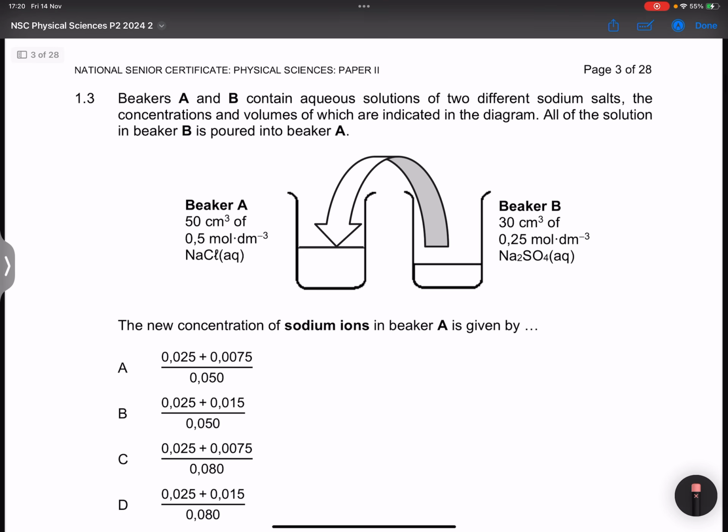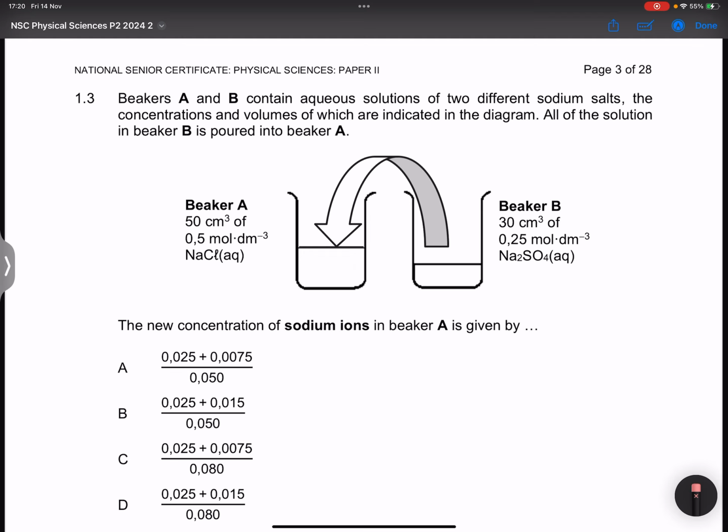So they say to us, beakers A and B contain aqueous solutions of 2 different sodium salts, the concentration and volumes of which are indicated in the diagram. All of the solution in beaker B is poured into beaker A. Now, we want to know the new concentration of sodium ions in beaker A is given by.